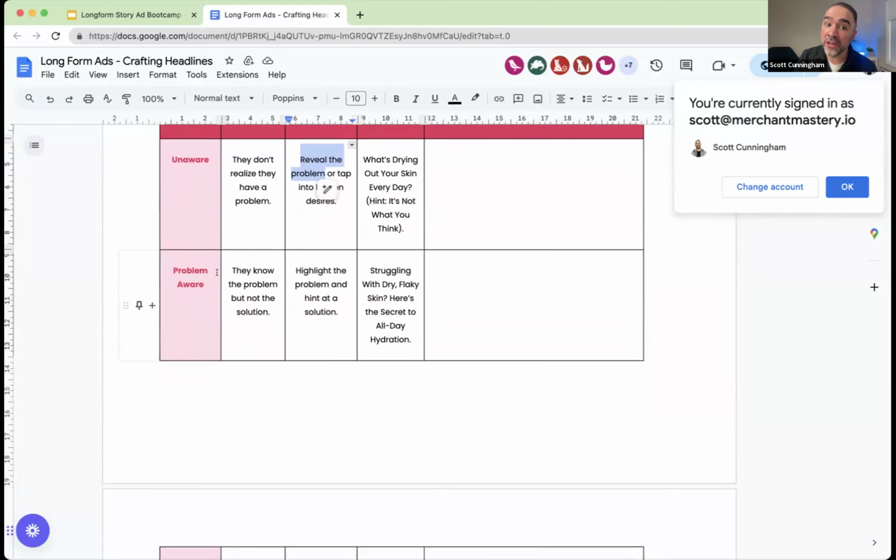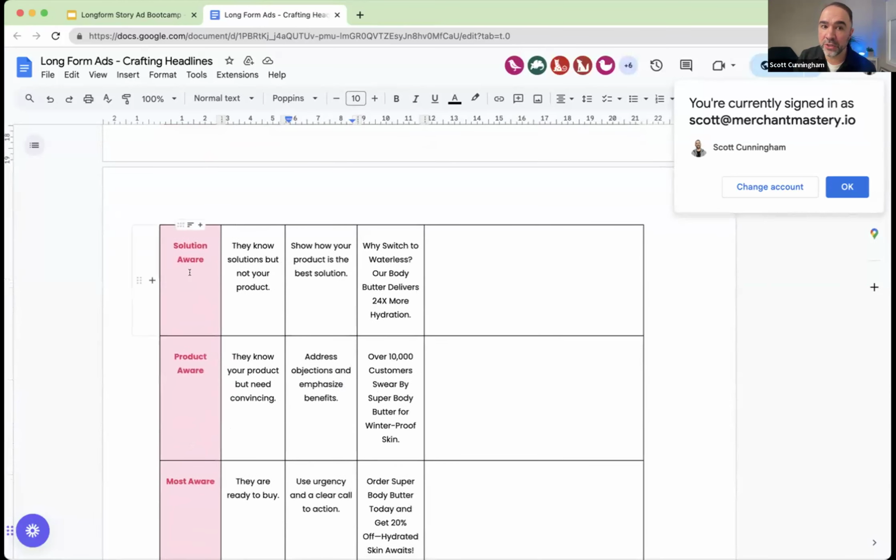Problem aware. Now they know they have a problem, but they don't know what the solution is. Okay, and this is when you would highlight the problem and hint at a solution. Then we go down to solution aware. They know that solutions exist, but they don't know about your product yet. And so this is when you need to differentiate your product as the best solution. I will tell you right now, most of us are at solution aware.